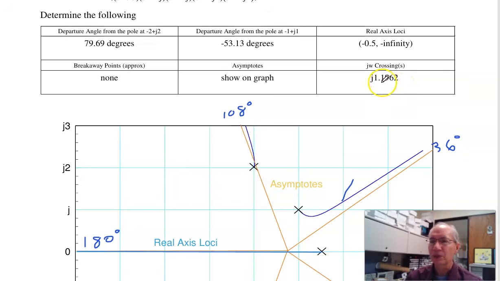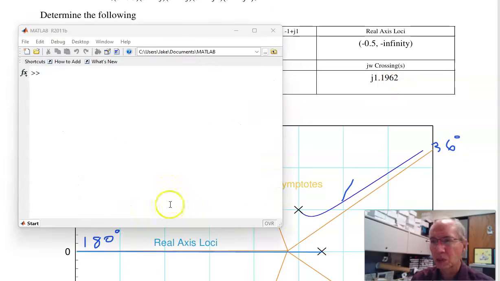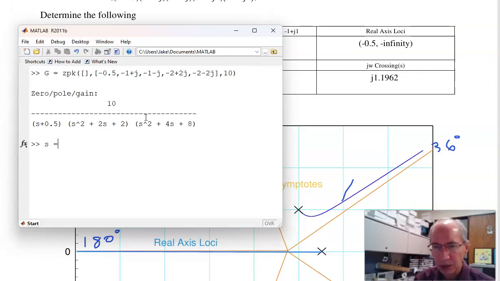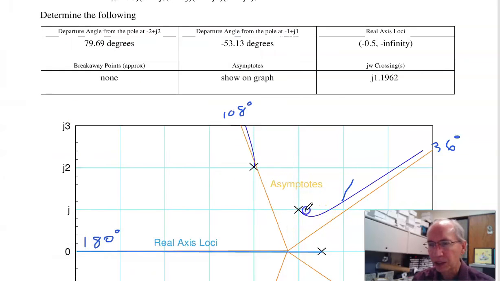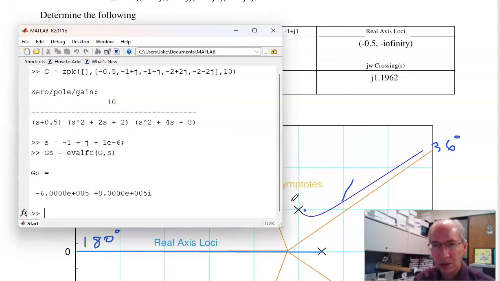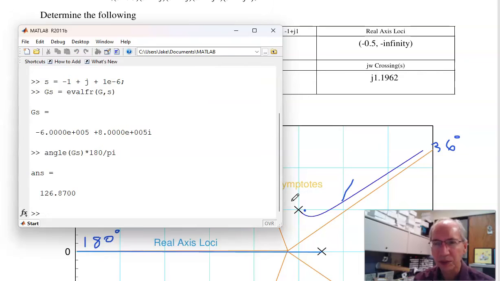Finally, the departure angles. What you can do is I can use MATLAB to find the departure angle for the pole at -1 plus j. I input G of s into MATLAB, pick a point, -1 plus j, epsilon to the right. So I'm going to pick a point right here, calculate the sum of the angles from the poles, and find the angle. And I prefer degrees.